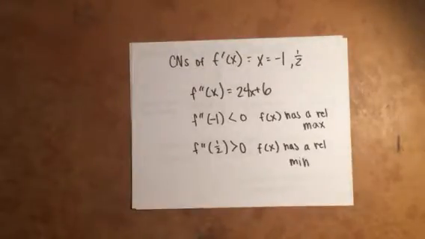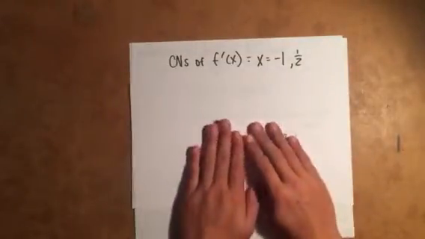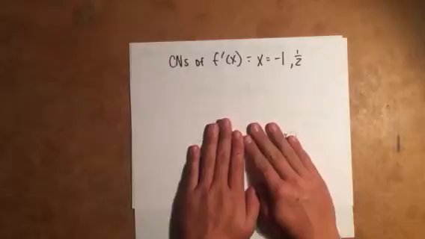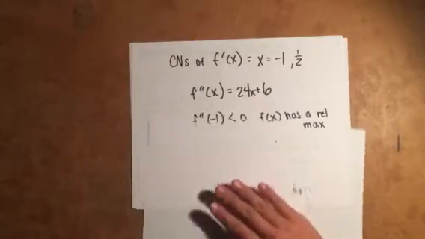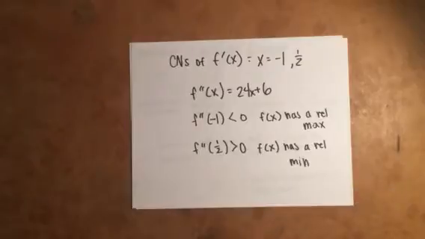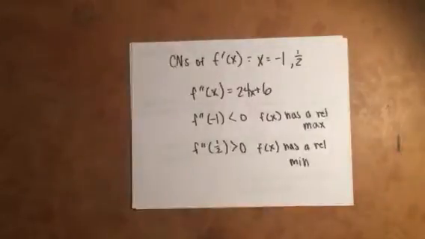So here's our example again. The critical numbers are the same, and here's the second derivative. When we plug in the critical numbers into the second derivative, we find that f of x has a relative maximum at x equals -1 and a relative minimum at x equals 1/2, which we also identified using the first derivative test.